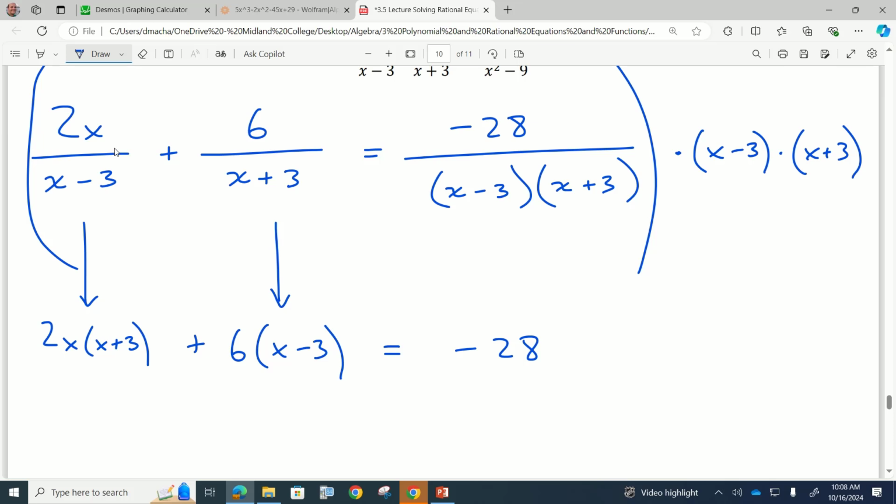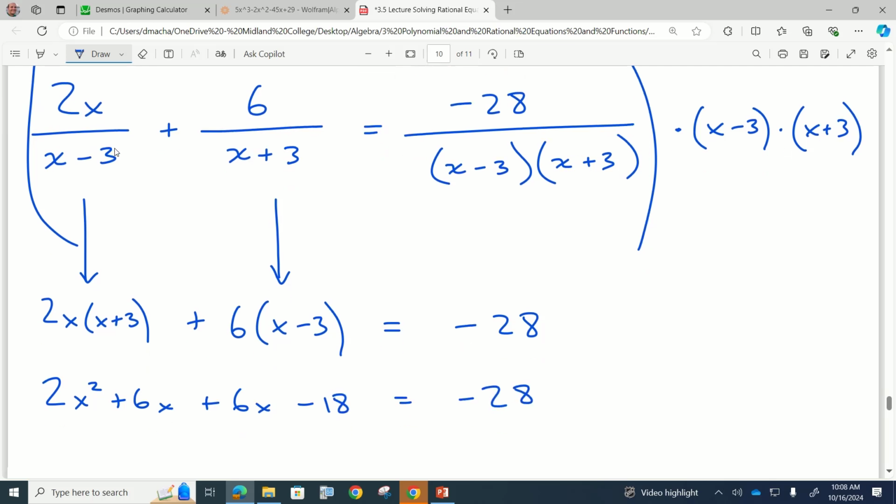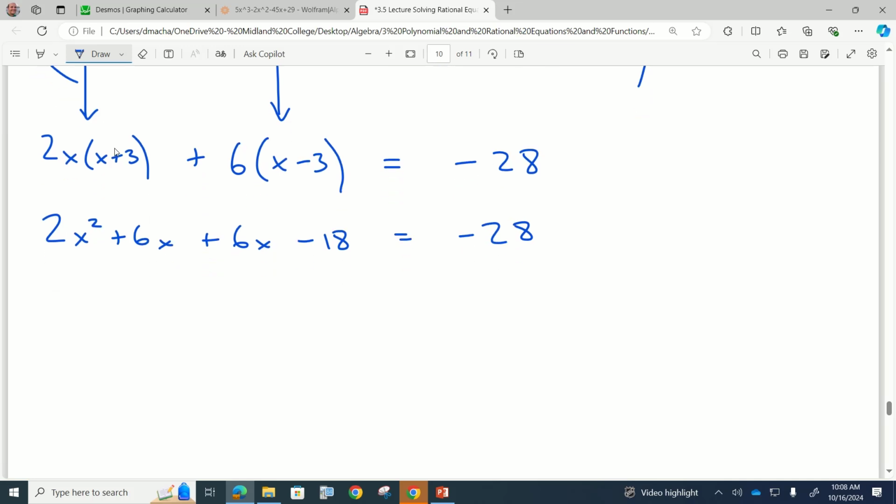Distributing and expanding everything gives me 2x squared plus 6x plus 6x minus 18 equals negative 28. And now I want to move everything to the left-hand side and collect like terms. I say that because that last line, I can tell that it's a quadratic equation. And the way we always solve quadratic equations is we move everything to the left-hand side so we can make the right-hand side equal to 0. And so that means I add 28 to both sides. And I'll get 2x squared plus 12x plus 10.